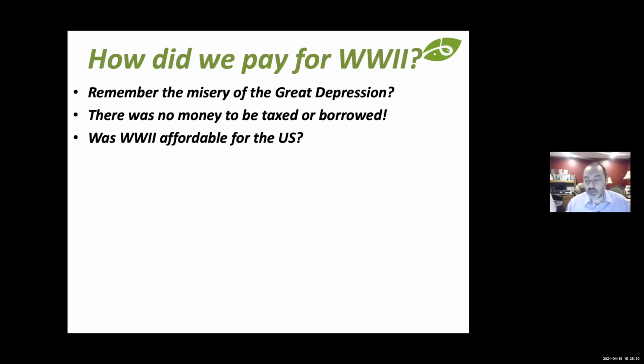The entire city of Detroit was retrofitted to produce military equipment. There were no new car models produced between 42 and 45 because all the resources were dedicated to the war effort. So that's how you realize that it's really about the real productive capacity, and it's really about managing the risk of inflation. It's not about finding the money somewhere.